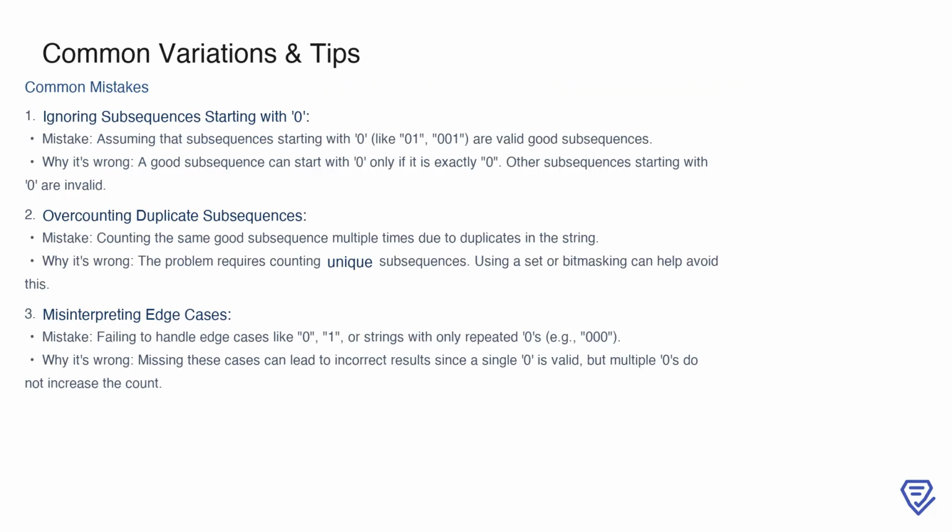When solving this problem, there are a few common mistakes to watch out for. The first is ignoring subsequences that start with 0. It might seem like sequences like 01 or 001 are valid good subsequences, but that's incorrect. A subsequence starting with 0 is only valid if it is exactly 0. Any other subsequences starting with 0, such as 00 or 001, are not valid.